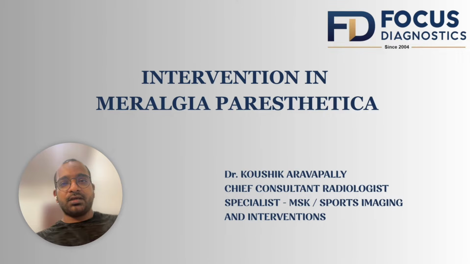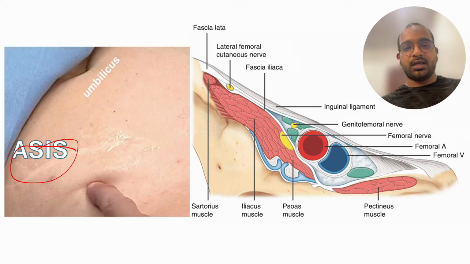So the neurologist had referred the case for an ultrasound. Then NCS were also done. NCS was inconclusive. Then I have done an ultrasound. It was showing compression of the lateral cutaneous nerve of the thigh.